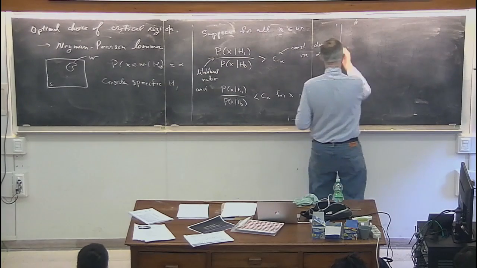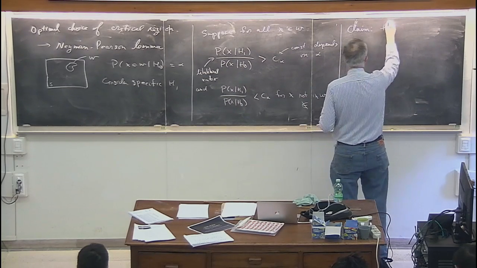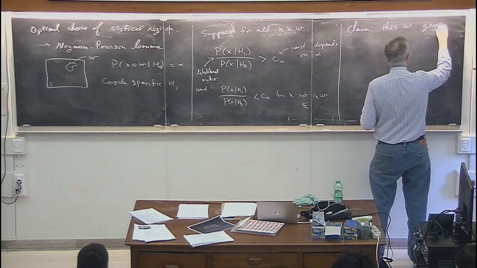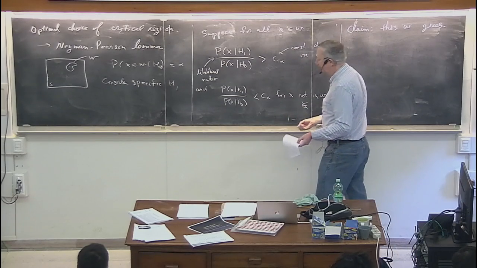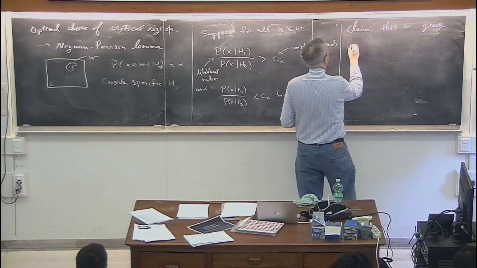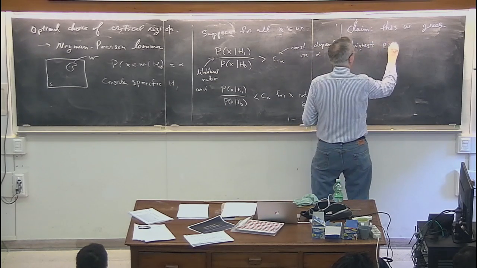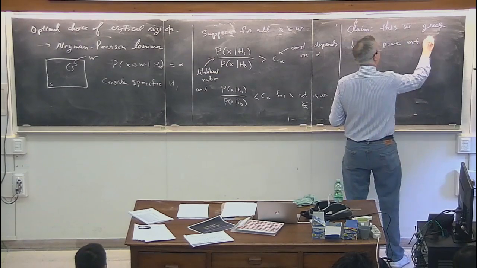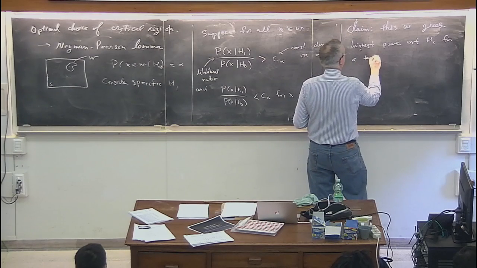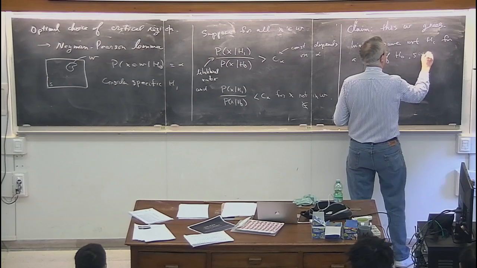And I claim is that such a region, this region, gives the best test. And I need to say what do I mean by best? And best in this context means highest power with respect to H1 for a test of H0 with size alpha.